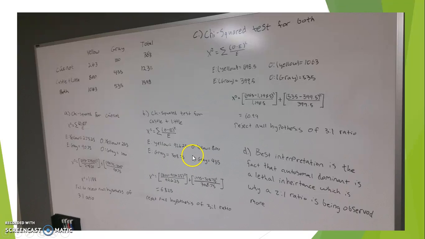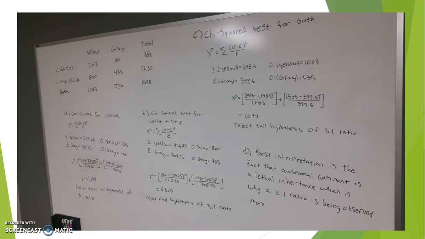So I plugged all these values in: this expected, this observed right there, and this expected back there, and I did the same process for this. Then I got a chi-squared value of 68.25, so I rejected the null hypothesis of a 3-to-1 ratio because the chi-squared value was really big.